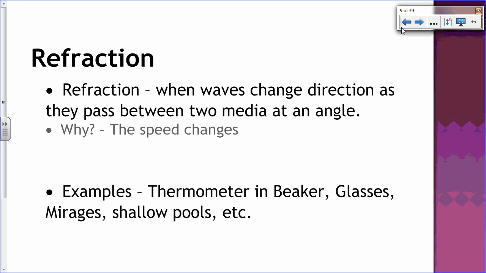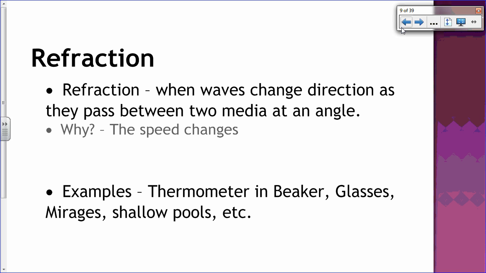What's that? It's going to slow down, right? So I don't know if that's what you mean by become weaker. It might get a little less intense also. So those examples: thermometer, beaker, glasses, mirages, shallow pools.